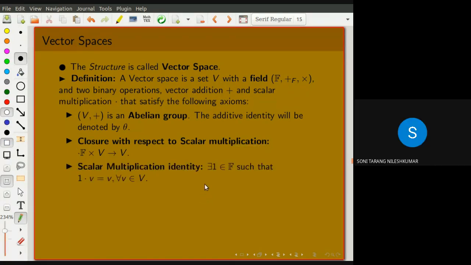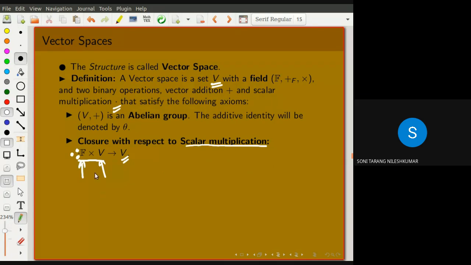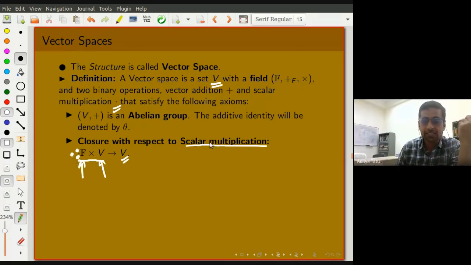Sir, here will the multiplication be the multiplication of the field or multiplication in vector space? No, when I say scalar multiplication, it is this multiplication, and these are going to be very different. So think of F as the set of real numbers. Think of V as the set of n-tuples of real numbers.